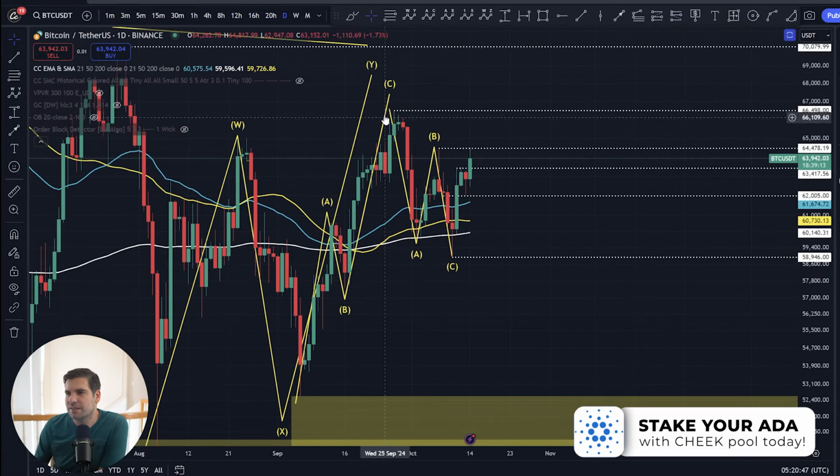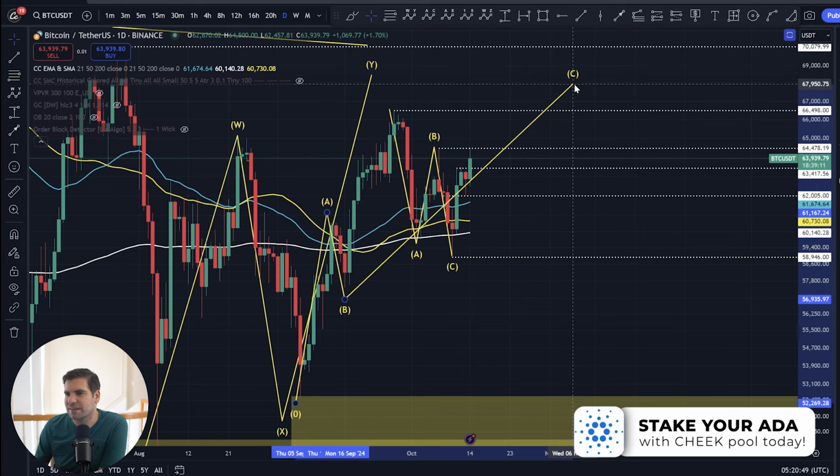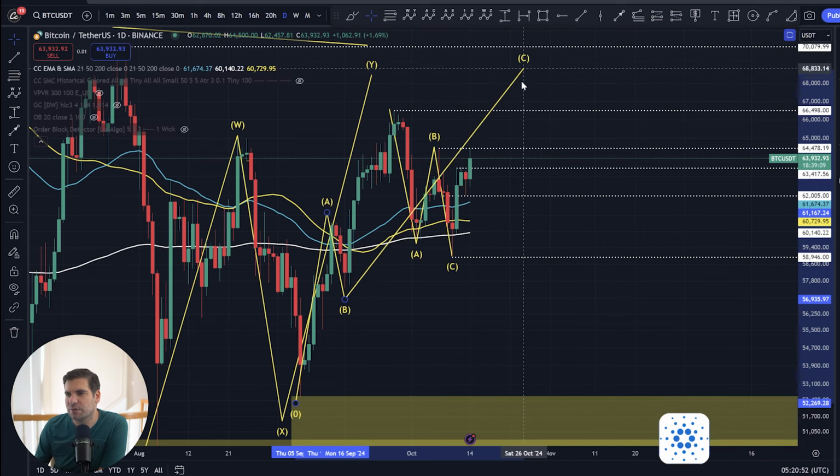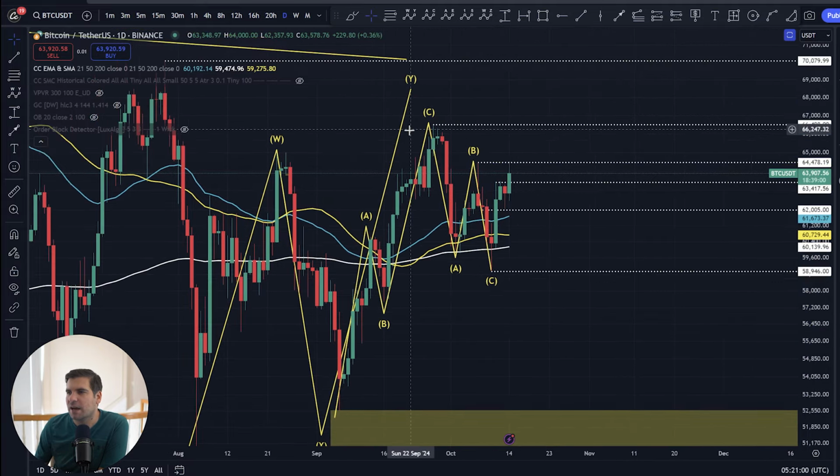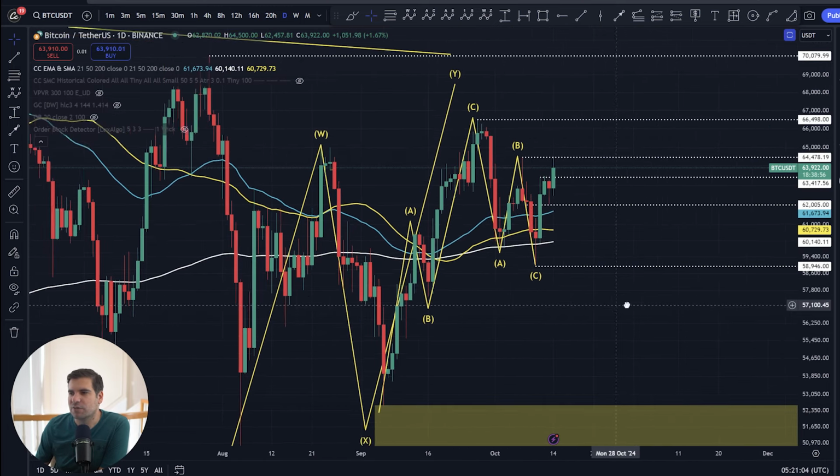In the structure that we see at the moment, it's possible that we're still inside the C wave, so we still have this possible move to the upside. It would actually be marked more as a WXY structure rather than an ABC structure as it is seen here. But of course, everything above 66,498 is going to be the interesting point for us.